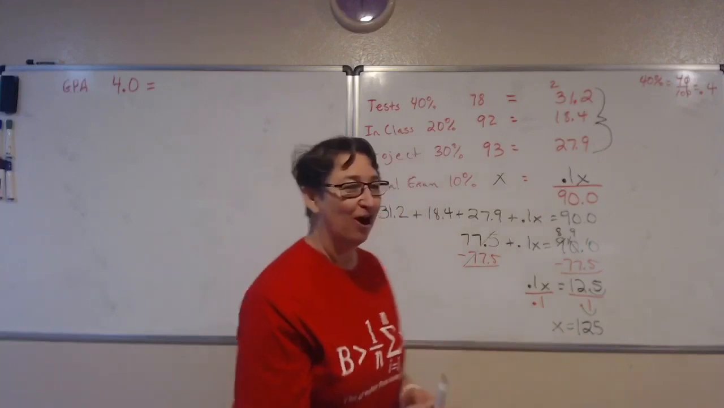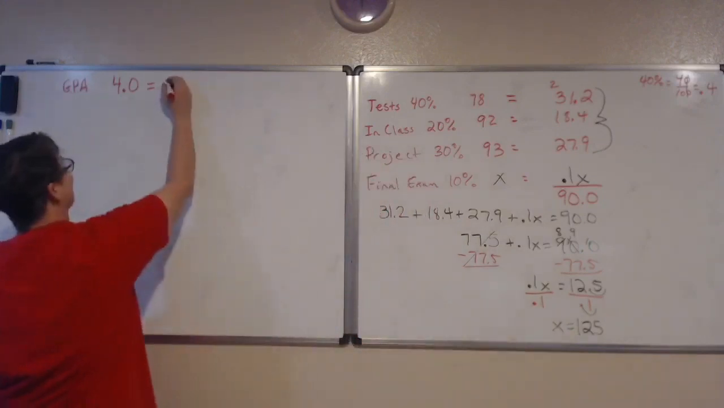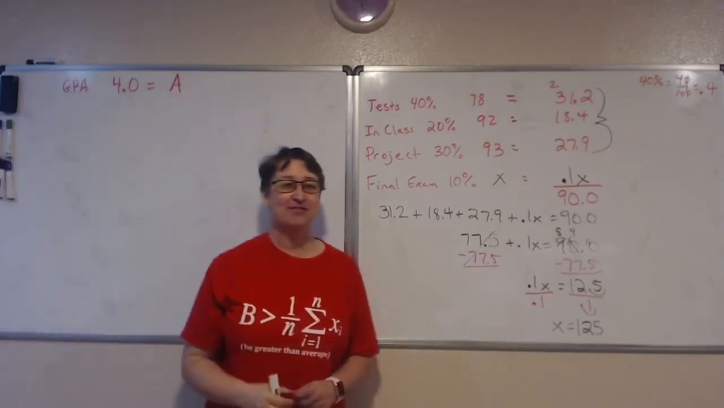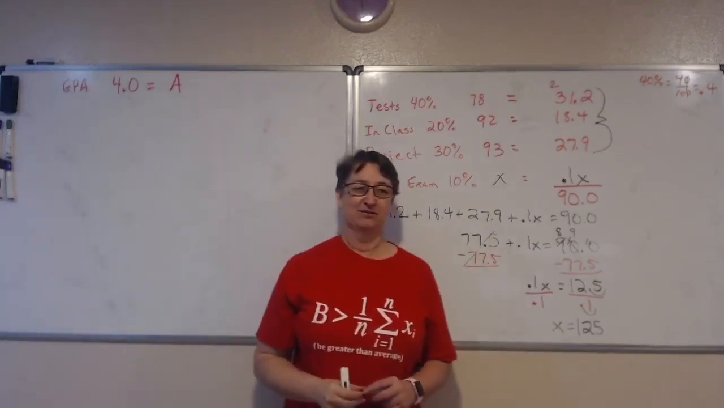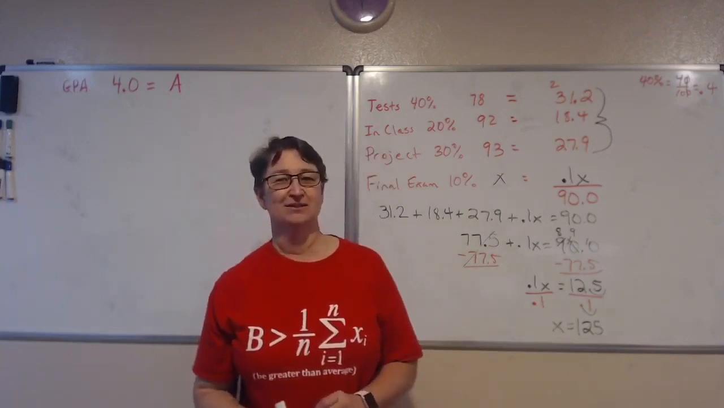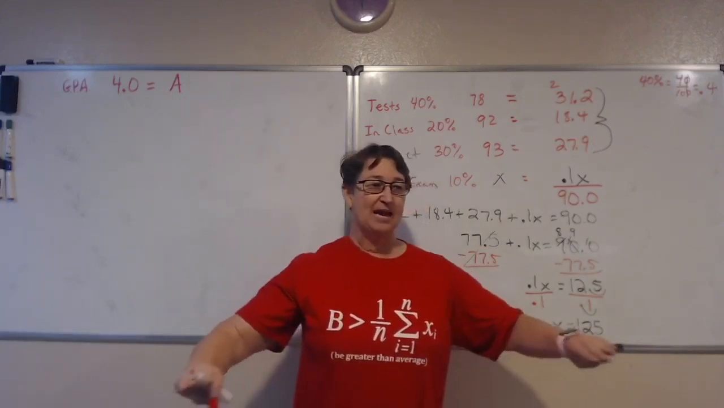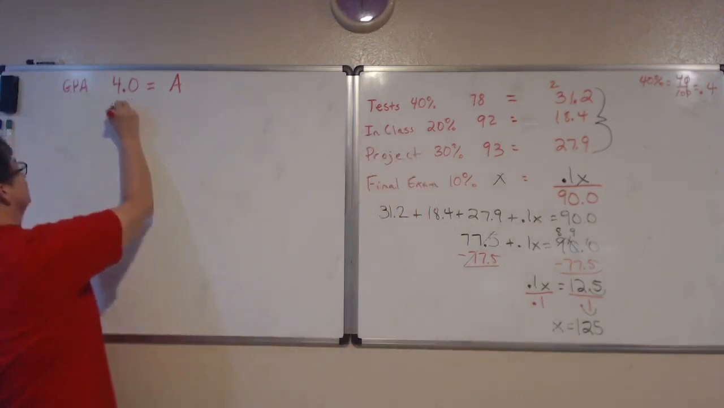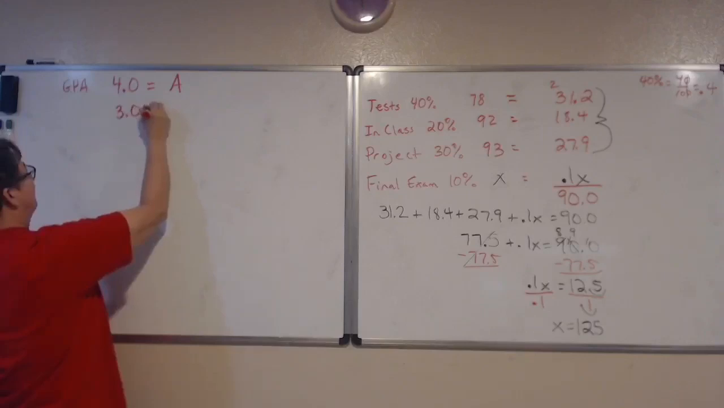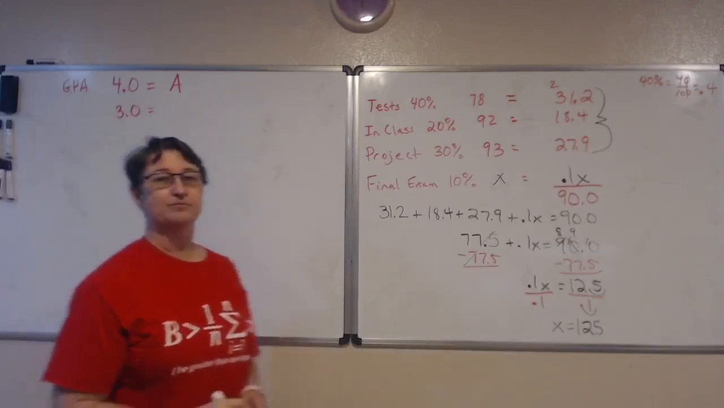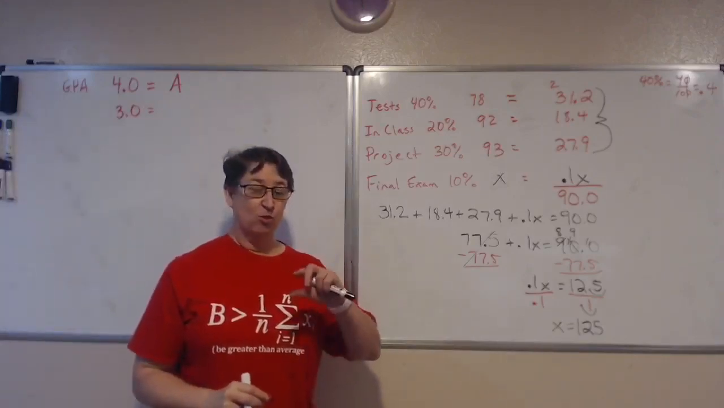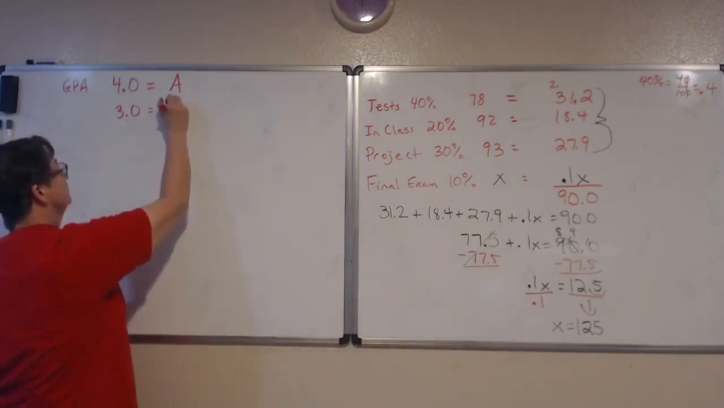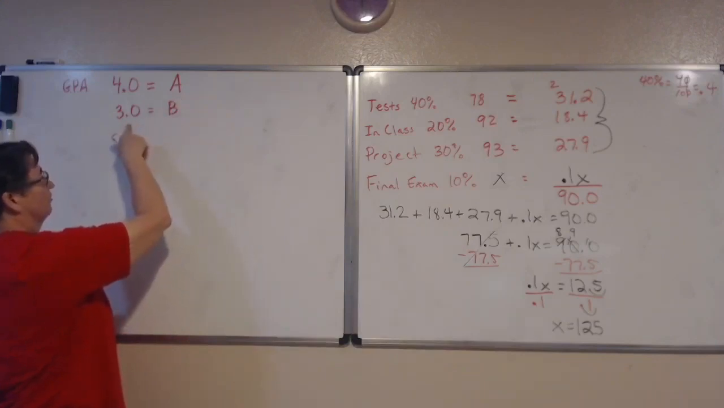It means you have all A's. That's exactly what it means. A 4.0 means you made all A's. You didn't make anything except A's. So what is a 3.0? If I have exactly a 3.0, then that's how much a B is worth, or that's B's. If I make a B, it's 3.0.